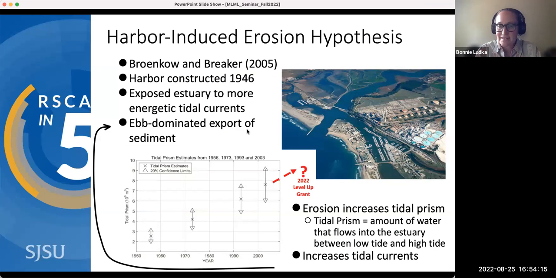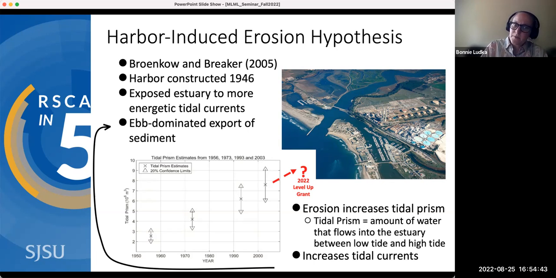This was supposed to animate. It's a little overwhelming as it's shown now. But we are testing the hypothesis that the harbor construction is potentially inducing some sort of runaway erosion processes. This was introduced by Brockenkow and Brecker. I may be saying that wrong, apologies. The harbor was constructed back in 1946, which we think exposed the estuary to more energetic tidal currents.